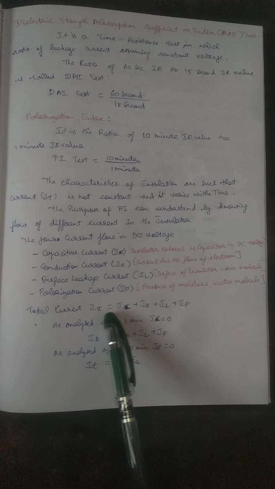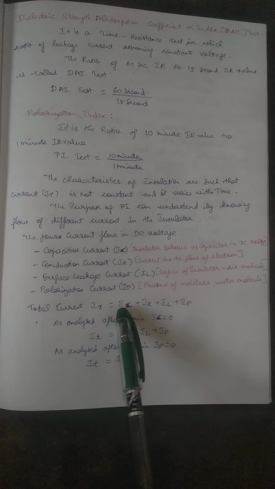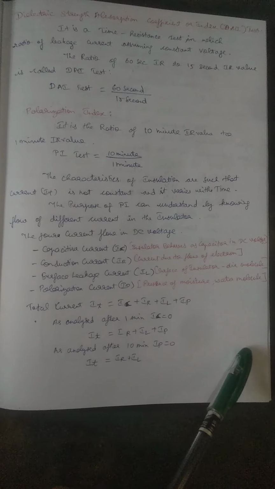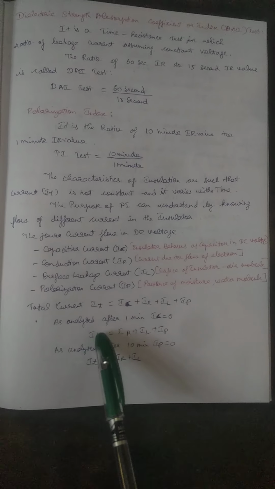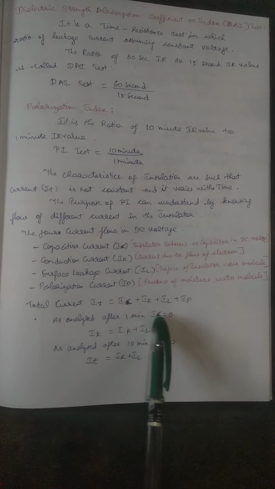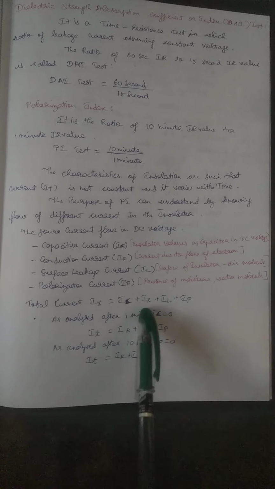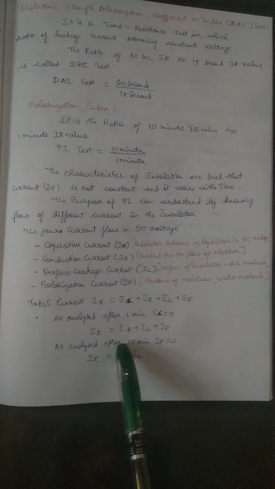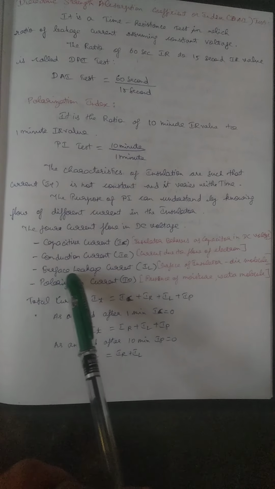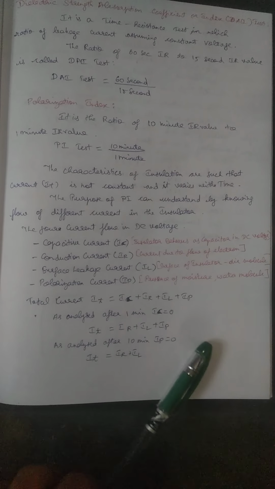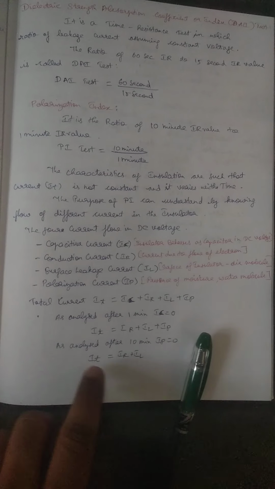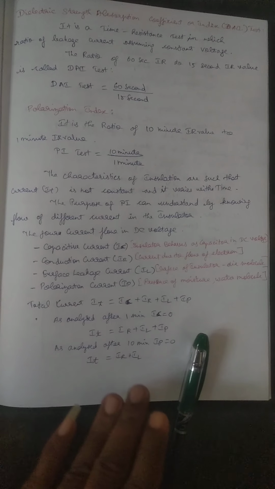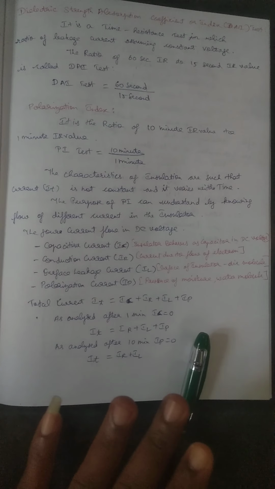So the total current is these four currents added together. After 1 minute, the capacitive current will automatically be reduced to 0, so we will get only three of the currents after 1 minute. Then after 10 minutes the polarization current also becomes 0. So we will get only the main conduction current and the surface leakage, which means the air molecules leakage current only. So after 10 minutes we will get these two currents only, and most probably we will get a constant current and a constant value of the PI.